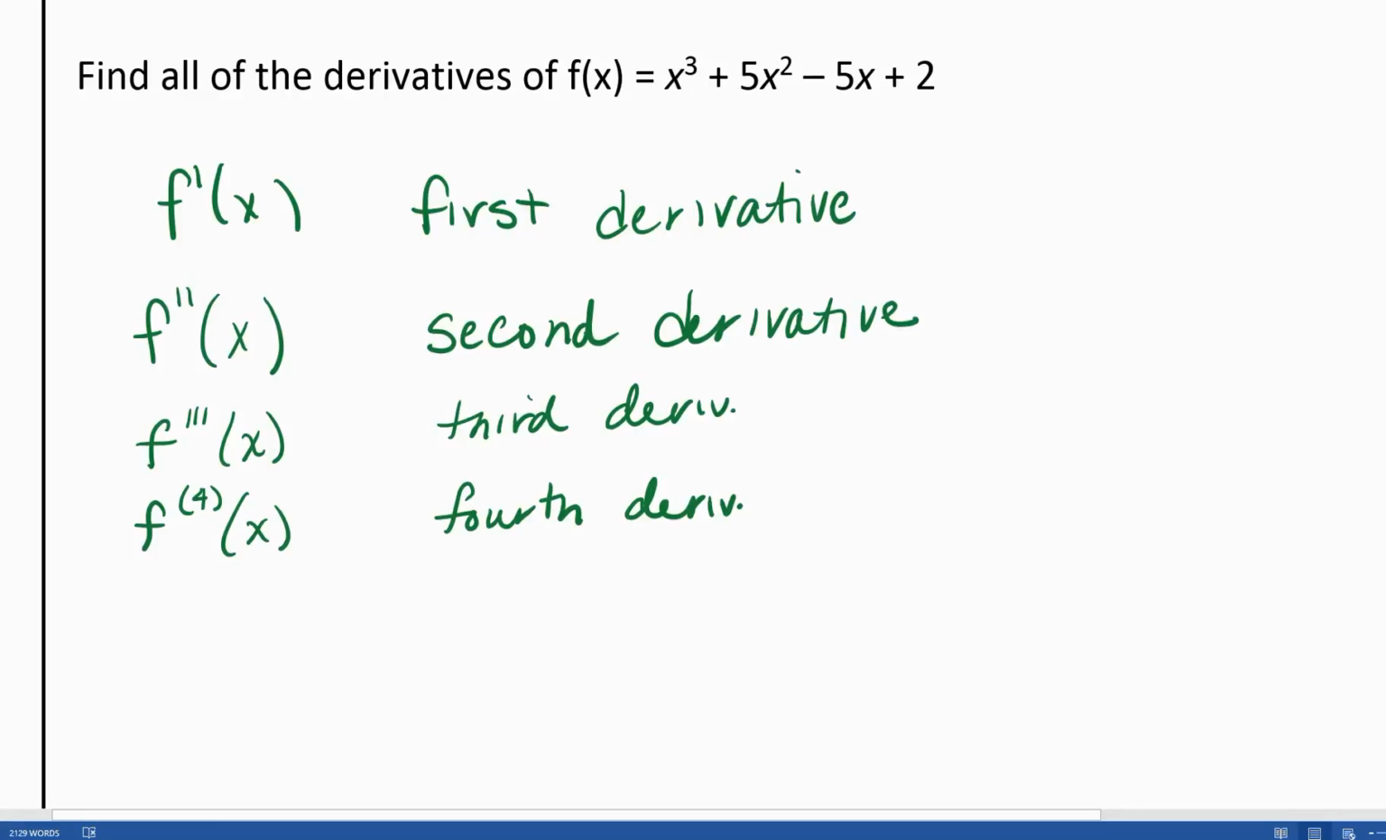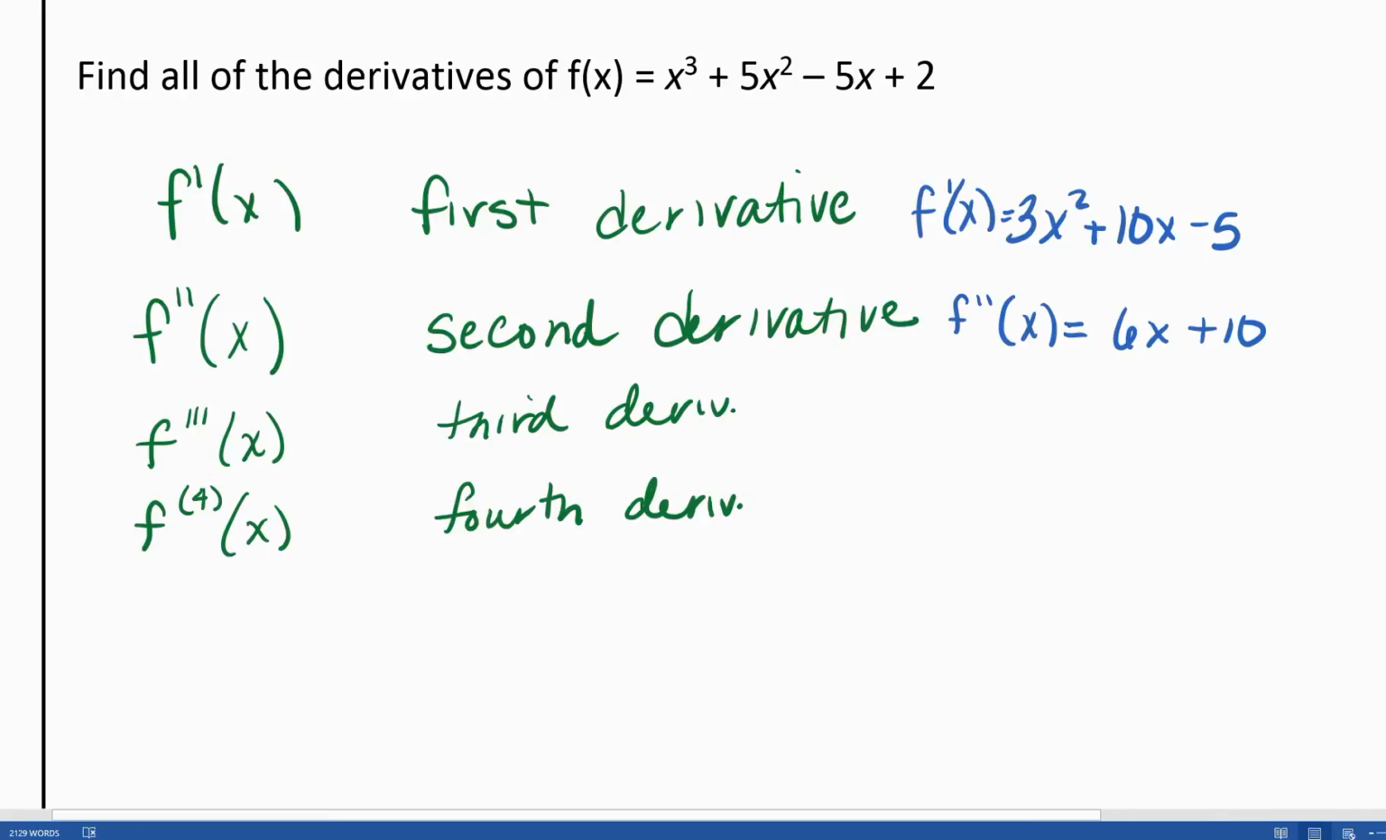So here our f of x is x cubed plus 5x squared minus 5x plus 2. So our first derivative would be 3x squared plus 10x minus 5. Our second derivative would be 6x plus 10, taking the derivative of that first derivative, right? 2 times 3 is 6, bring the power down 1, 10x, the derivative is 10.